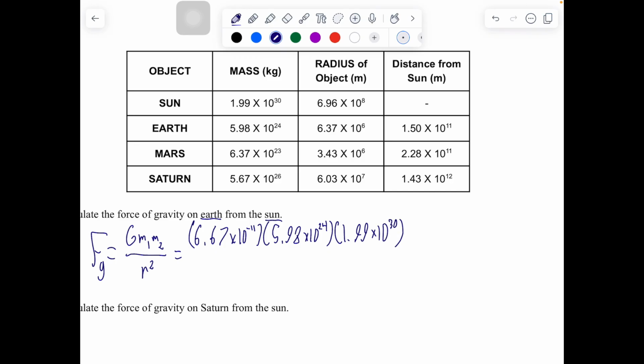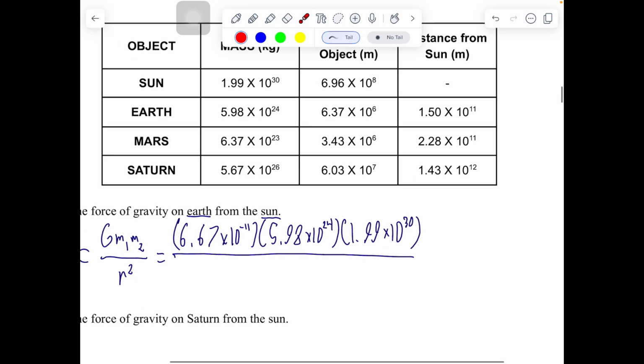Now, the distance from the Sun. So that is what we will put, the distance between the two objects. Now, we'll also talk about something else.